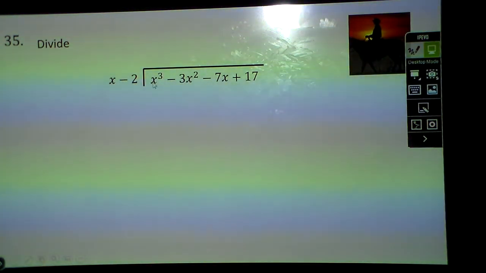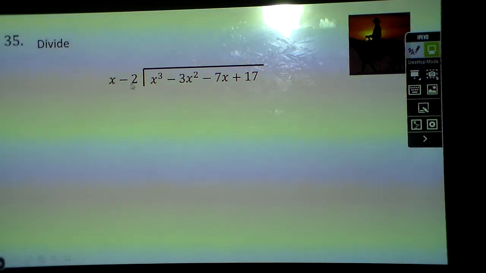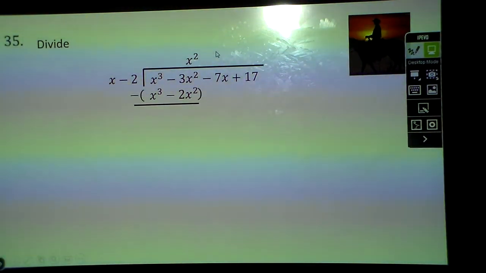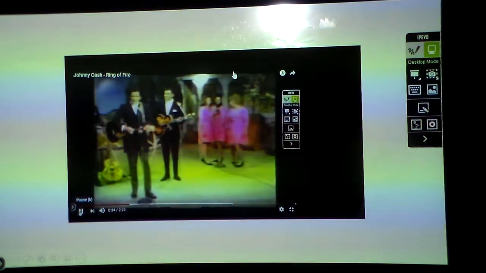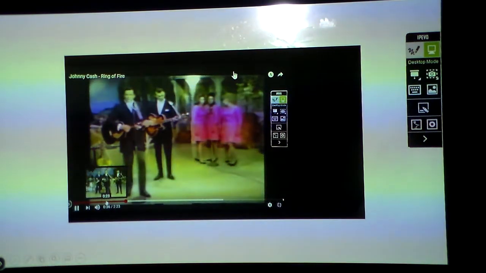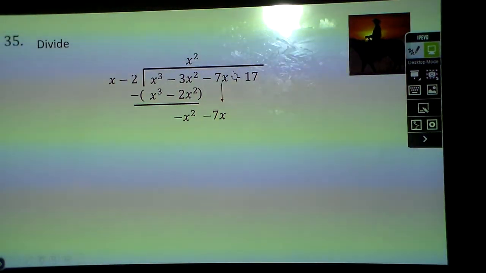Actually, I'm not using synthetic, I guess. What times x equals x cubed is x squared, and notice it's lined up over this. So now I'm going to take x squared times each of those, but then don't forget you have to subtract both of them. That one cancels, and negative 3 minus negative 2 makes that like a plus 2, makes negative 1. And then you got to do a little Johnny Cash and bring it down, down, down.